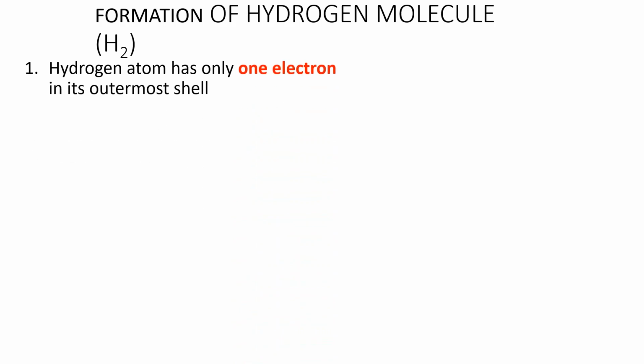Now, as we know, hydrogen is the first atom in the periodic table, has atomic number 1 and has got one electron in its valence shell. So this is how a hydrogen atom is represented.